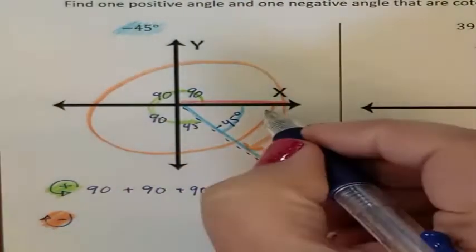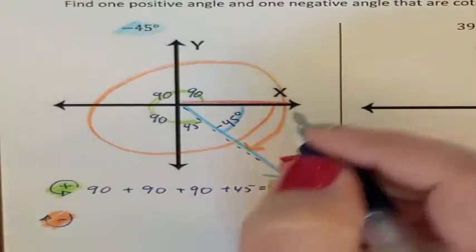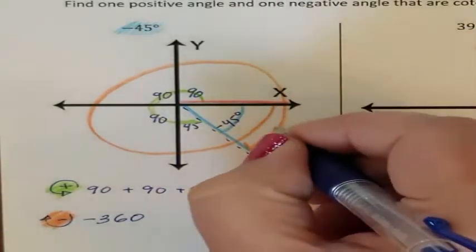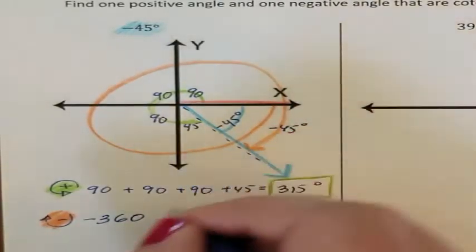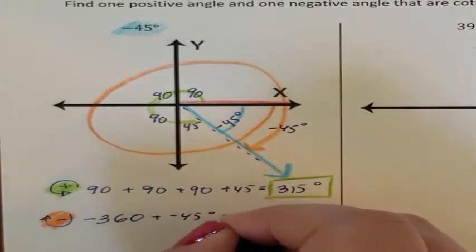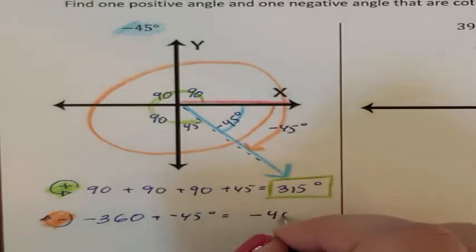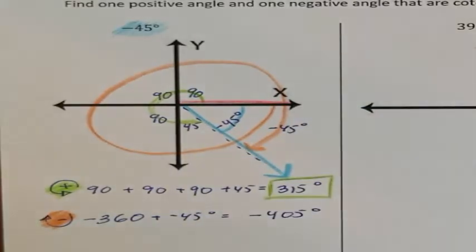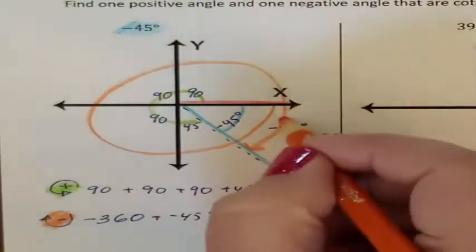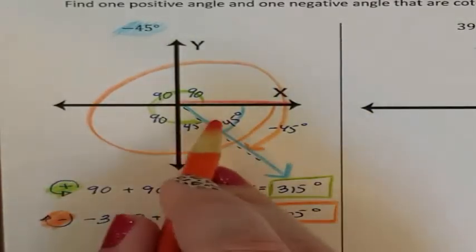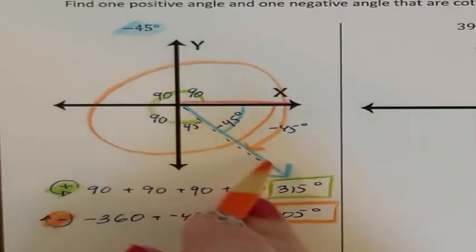So I noticed I went all the way around, and then I went another negative 45 degrees. So if I already went all the way around and then traveled a negative 45 degrees, I went negative 405 degrees around the circle to land at the same exact position. Three different degrees for the same exact line.